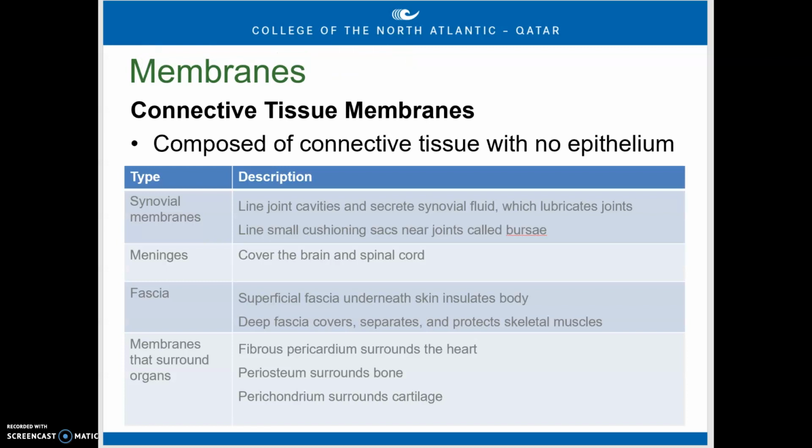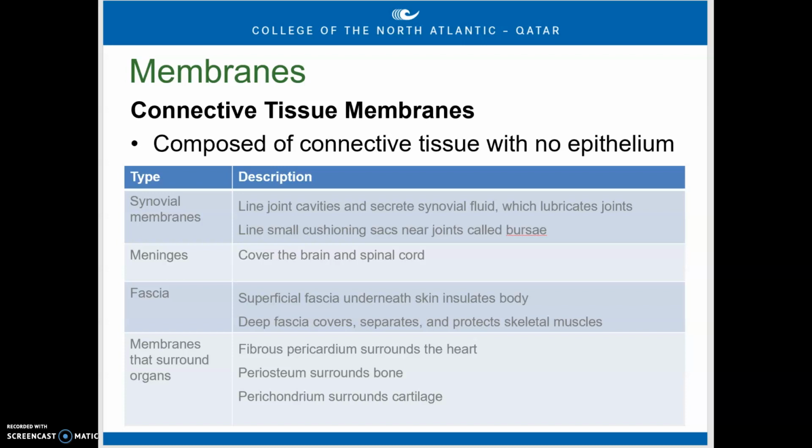Now, here comes the next set of membranes, and these are the ones that are going to be derived from connective tissue. Okay, so there's not going to be any epithelial tissue cells in this particular type of membrane. It's going to be all made up of connective tissue. And there's 4 different kinds. We've got synovial membranes, the meninges, the fascia, and then we have some membranes that surround organs that are made up of connective tissue. The synovial membranes, those are the ones that are going to be surrounding our joints.